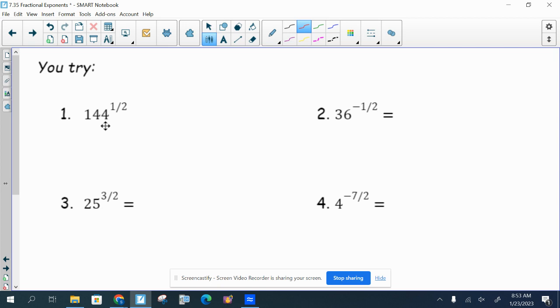Jack is wearing the perfect sweatshirt for this lesson. How timely. Roots. Like square roots and cube roots. He knew that we were going to learn about square roots today.